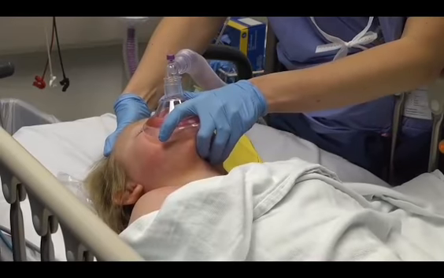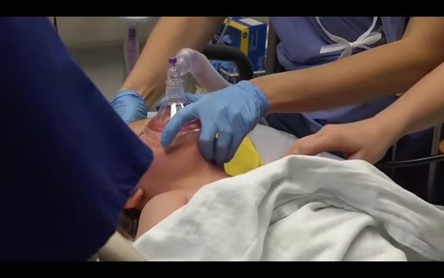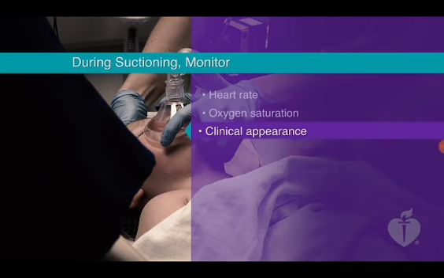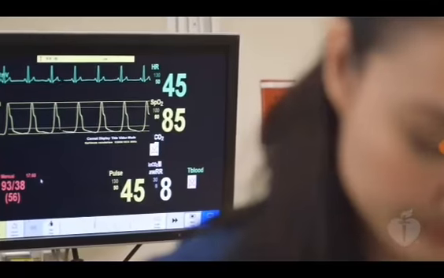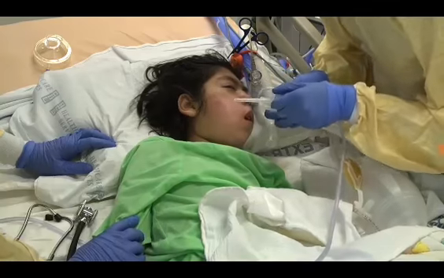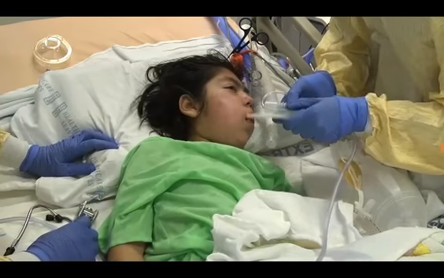You may give short periods of 100% oxygen immediately before and after each suctioning attempt. Monitor the child's heart rate, oxygen saturation, and clinical appearance during suctioning. In general, if bradycardia develops or clinical appearance deteriorates, interrupt suctioning and deliver oxygen, and bag mask ventilation if needed, until the heart rate and clinical appearance return to normal.